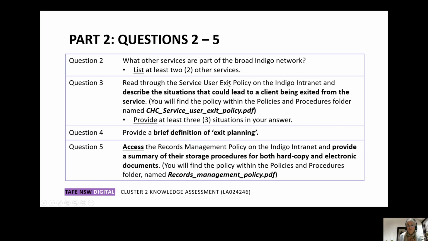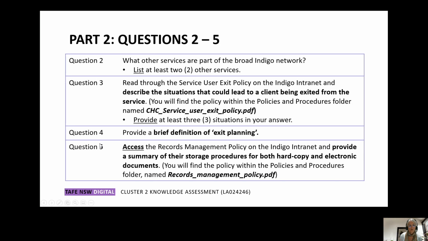Question 3 says read through the service exit policy. So you need to go back to that policy tab on Indigo, find the service user exit policy, and actually this might even be a direct link in your assessment. But you just need to read through the policy, make sure you understand it, and then describe the situations that could lead to a client being exited from the service. It says here provide at least 3 situations. So 3 or more situations, but a minimum of 3 to answer this correctly.